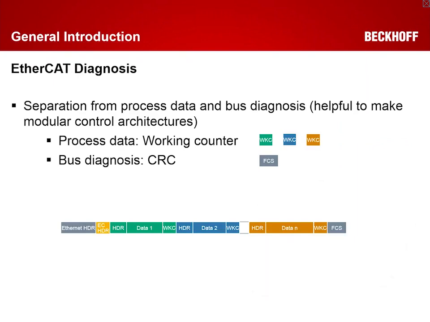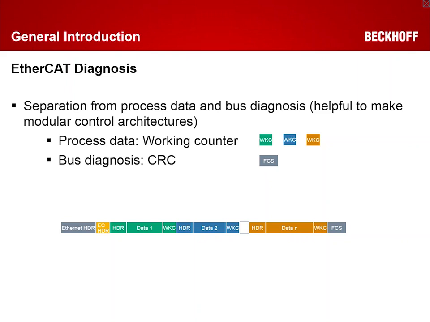First of all, EtherCAT diagnosis is separated into two different parts. We have process data diagnosis, which is mainly done with the working counter, and we have the bus diagnosis, so the frame diagnosis, which is done with the CRC or frame check sequence at the end of a frame.